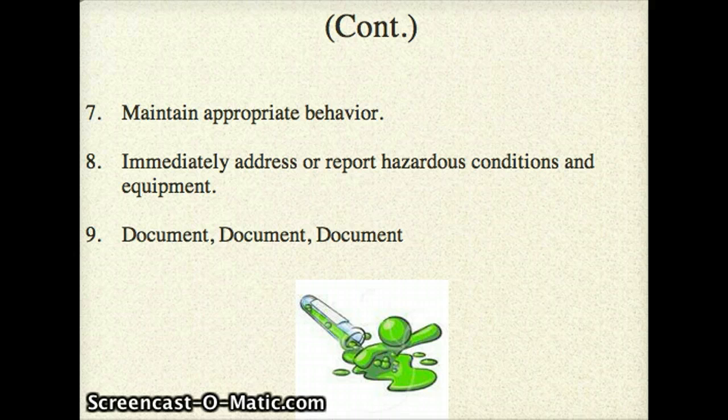Number seven, maintain appropriate behavior. Number eight, immediately address or report hazardous conditions and equipment. If you see something that's broken and that could be hazardous, be sure you tell the custodian, tell the principal. Finally, document, especially in this day and age.